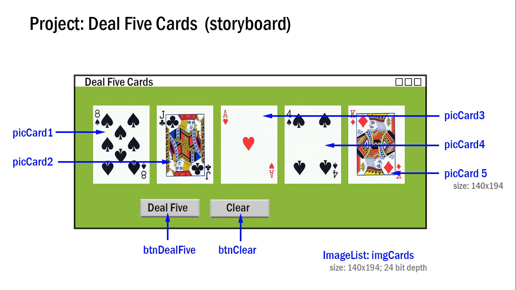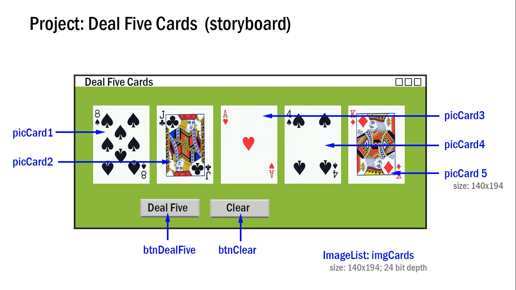Here's our interface. We're simply going to have 5 picture boxes that I've labeled pick card 1, pick card 2, pick card 3, pick card 4, and pick card 5. And they're each going to be sized to 140 by 194 pixels. The reason for that is I'm going to provide a zip file of images of the different cards, and each card will be 140 by 194 pixels. So we're going to use picture boxes of the same size, and we use an image list to provide the images to those different picture boxes.